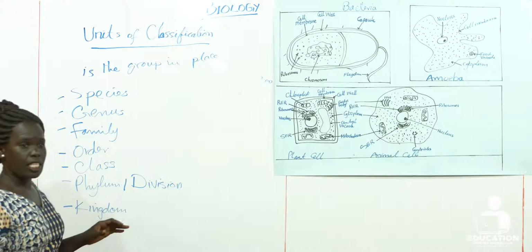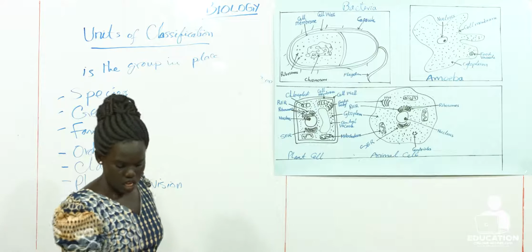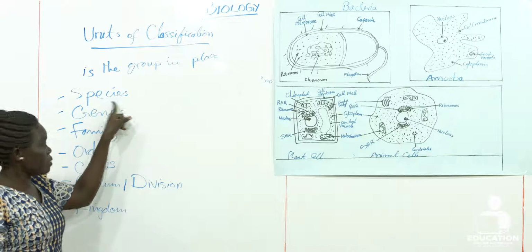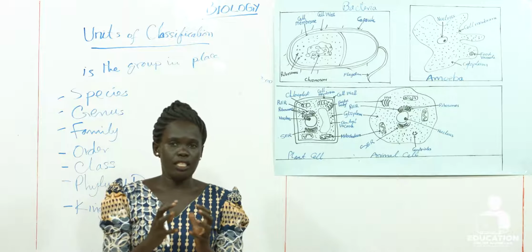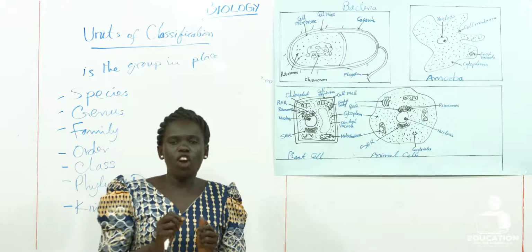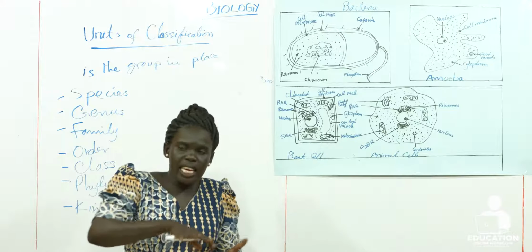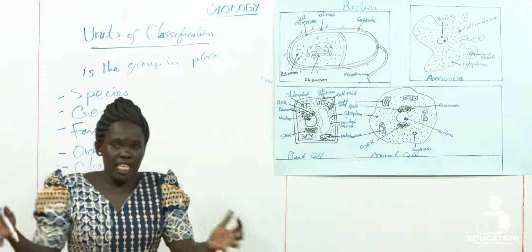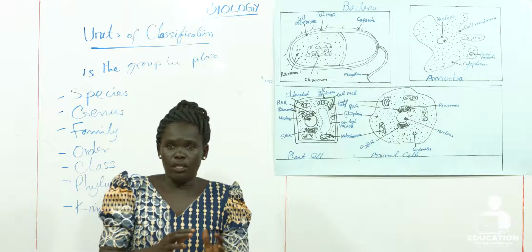Then let us discuss these units of classification. Species is the group of living organisms that can interbreed. That means they can mate together to produce fertile offspring. That means the group of living organisms, they themselves can mate and produce young ones. And those young ones, when they grow, still mate together and give rise to other young ones.